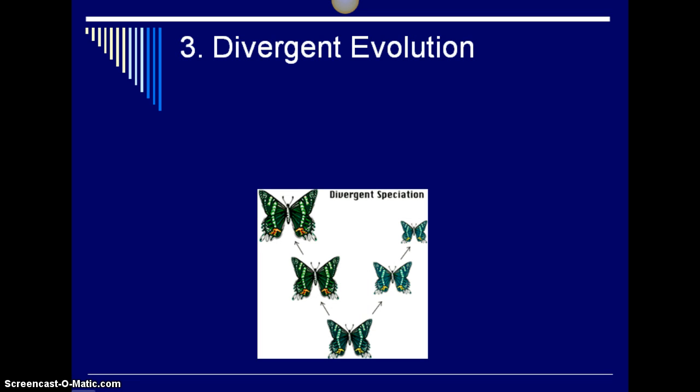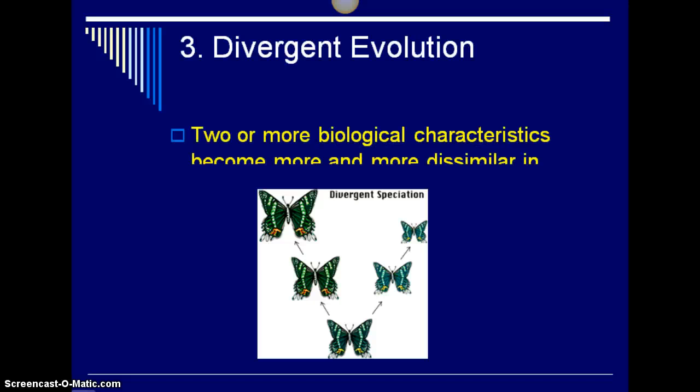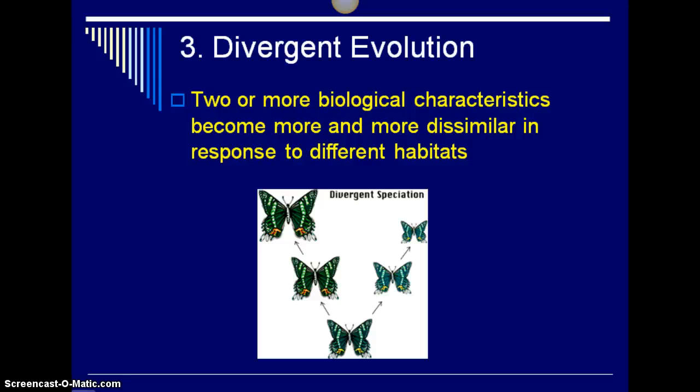And then divergent evolution is when you have an organism that starts as one kind of common ancestor, and then they diverge to be two different things. They evolve differently from each other over time. In this one, biological characteristics become more and more dissimilar in response to their different habitats. So they have a different habitat, and eventually over time, even though they were one particular species originally, they become two or more species because of their different habitats.